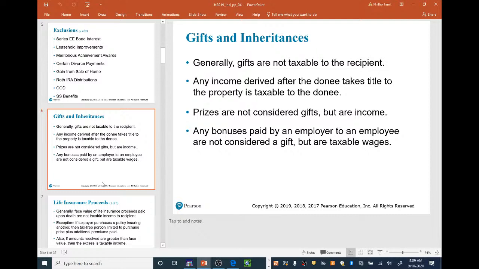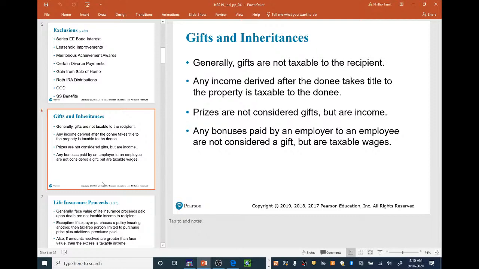Okay, let's talk about gifts and inheritances. Transfers of property with donative intent, whether made during the transferor's life, which would be a gift, or at the death of the transferor, which would be an inheritance, are going to be excluded from gross income. Now, income earned from such property is going to be subject to the regular income tax rules.